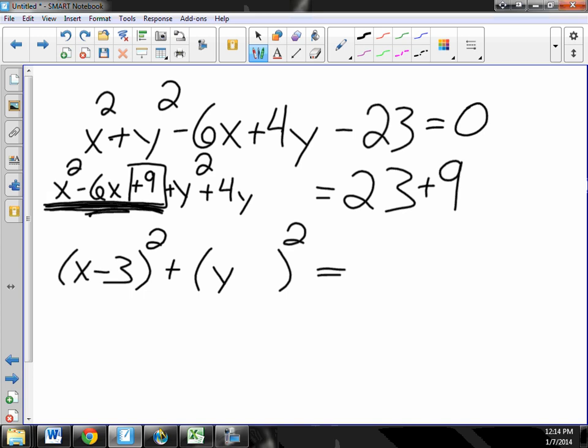So, what is the perfect square factor for the y values? Plus 2. Well, if 2 is my factor, what is the perfect square I need to add? 4. So I add 4 here, and we add 4 here. 23 and 9 and 4, if I did it right in my head, should be 36. And now I have vertex form, and I can find the center and the radius. Does that make sense? Let's try another one.